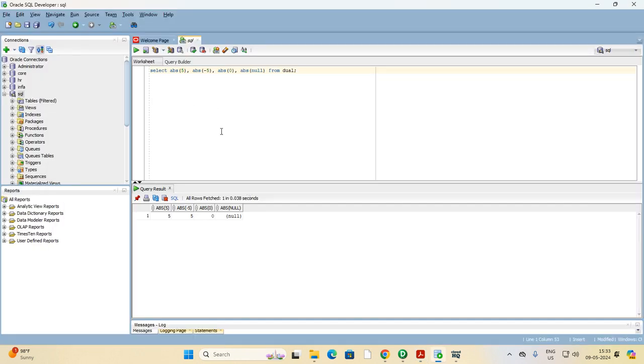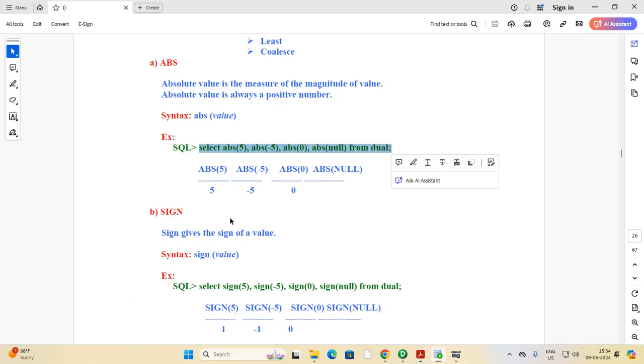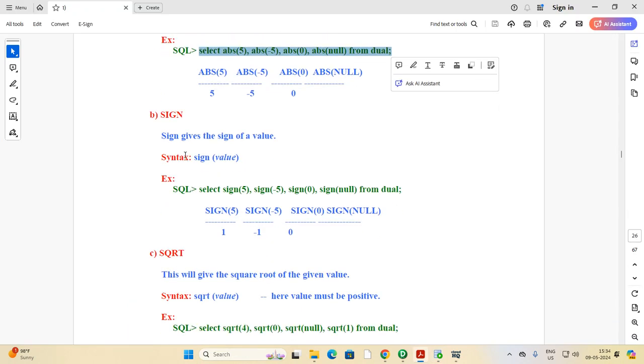If you see the output, the absolute of 5 always gives a positive number. The minus 5 is a negative number, but the absolute function converts this minus 5 into positive 5. And absolute of 0 is 0. Null becomes null.